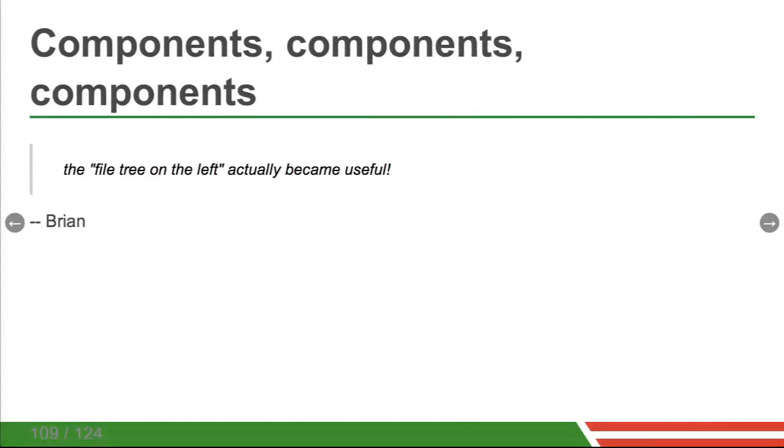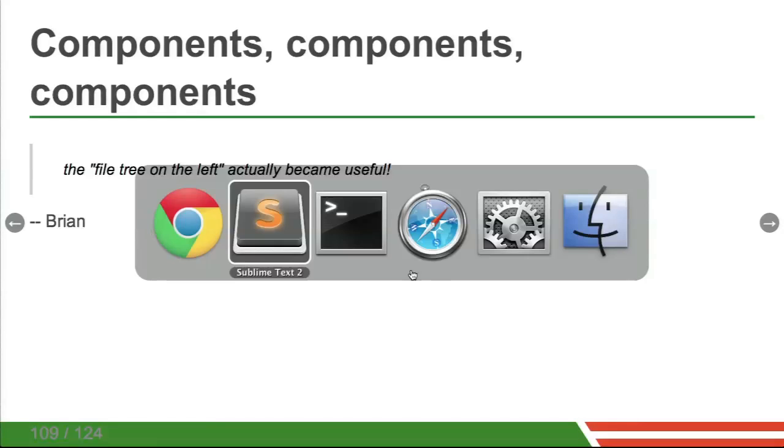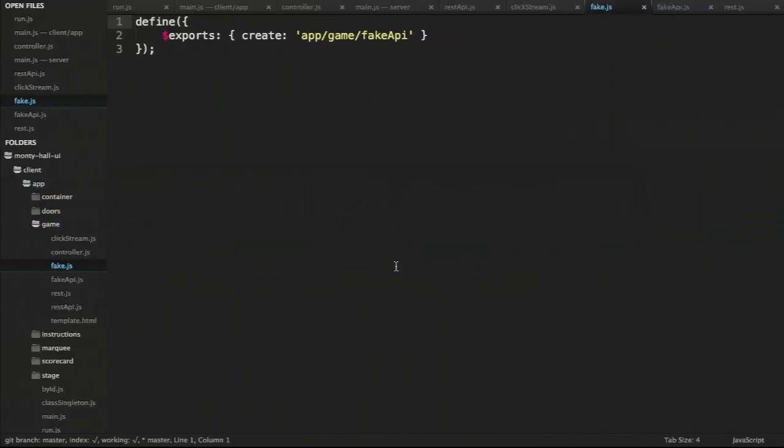So this was an epiphany for Brian. Again, he's full of these quotes because I'm the one that wrote the slide, so I'm quoting him. And that is the file tree on the left actually became useful when we started breaking things down into these micro components. And views were no exception. And there's actually a great methodology that we now employ to break up a user interface into these components and how to identify them.